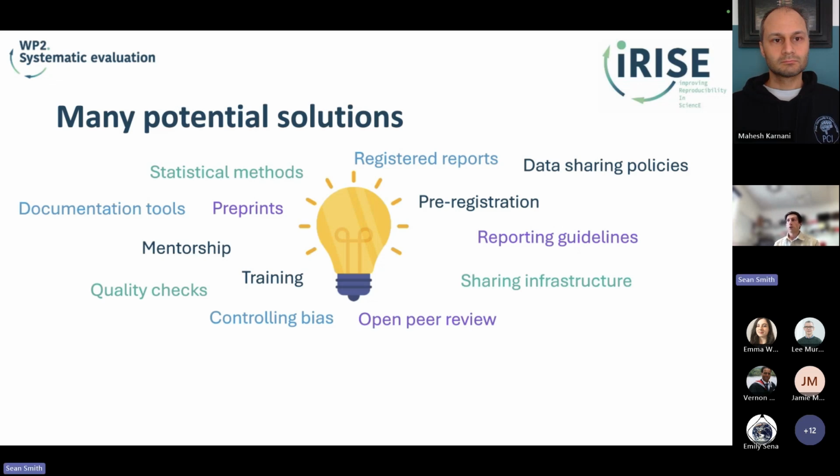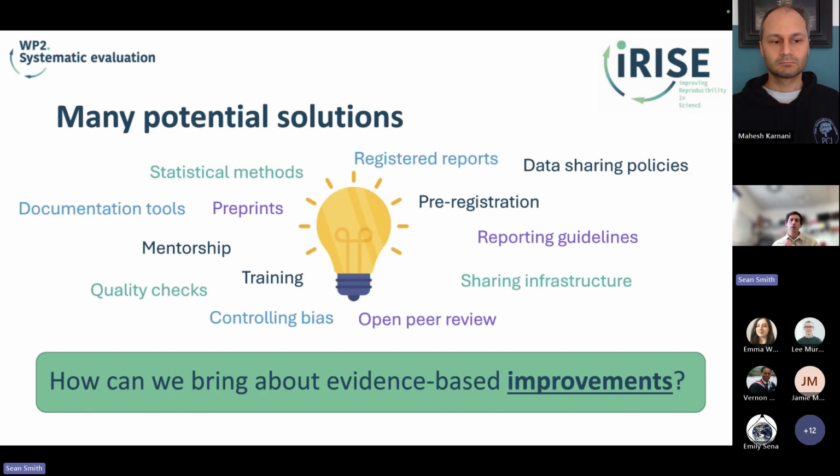So we know there's lots of potential solutions or interventions which target various people, researchers, journals, institutions to improve reproducibility, but we don't really know what works and in what context. So what we're trying to do is build an evidence base to understand what works and what doesn't.